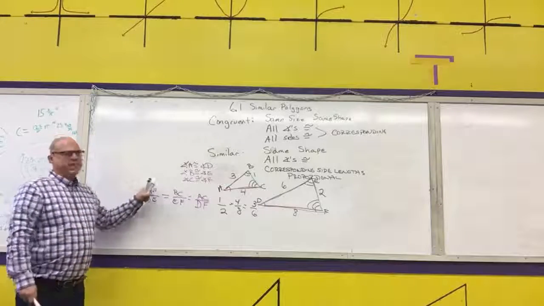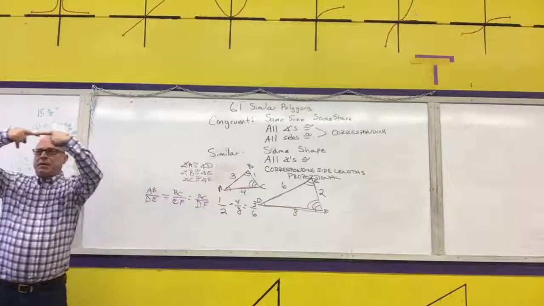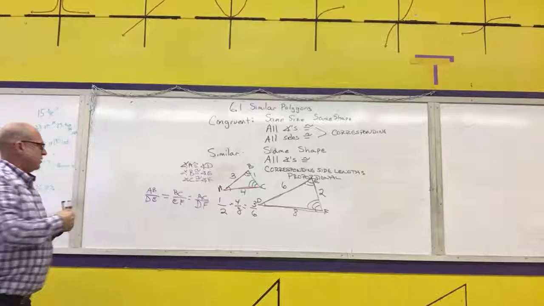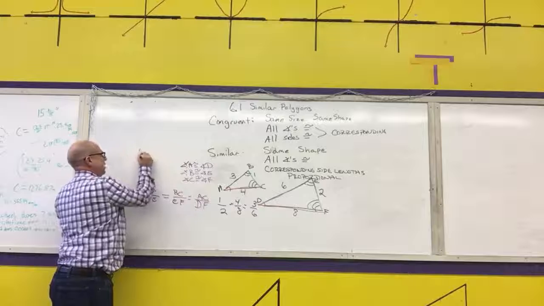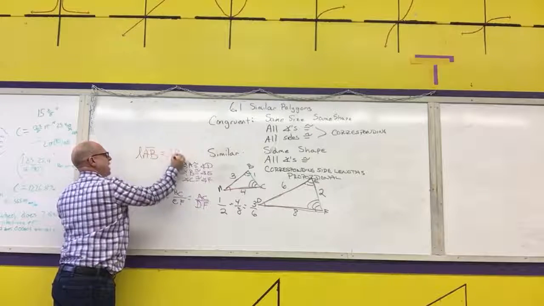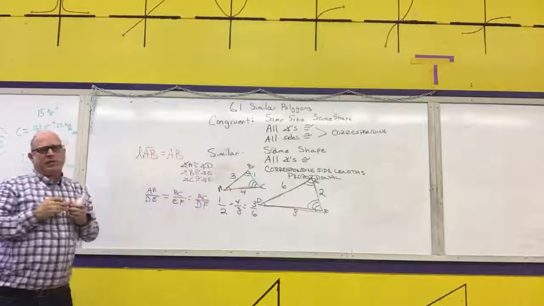Okay, remember if I put a segment without the segment bar on top of it, that means the length of the segment. Just a quick reminder. I can write it like this, the length of AB, and that means the exact same thing as writing AB without the segment bar over the top.